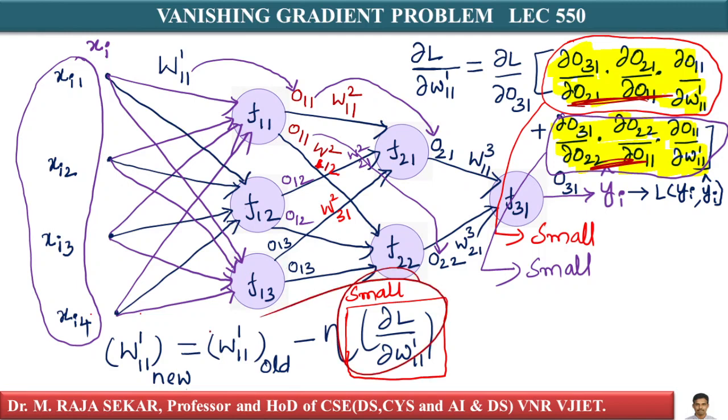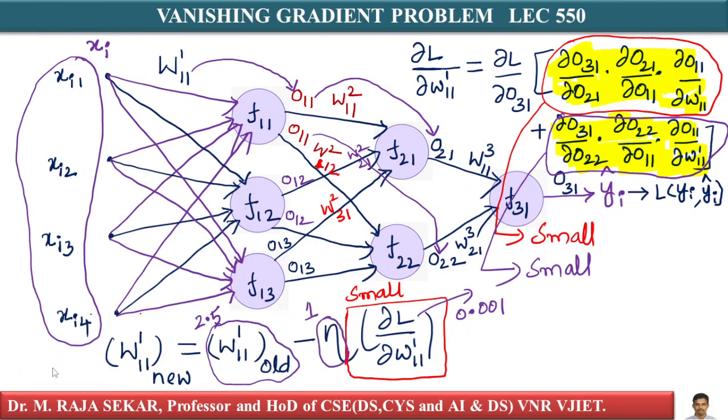What is that overall derivative? ∂L/∂w11 is very small. So the overall derivative ∂L/∂w11 that you have here is small. If this derivative is very small, then w11 new... Let me assume like this. Let me say this ∂L/∂w11 is 0.01, eta value is 1, and w11 old, let me assume it is some 2.5.